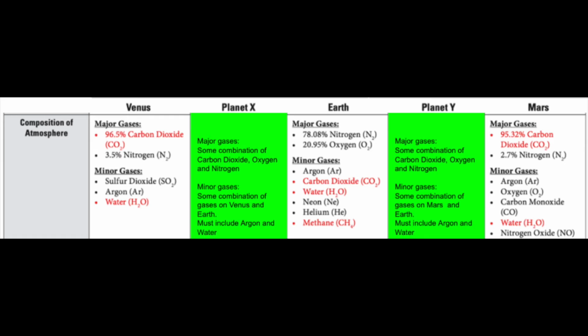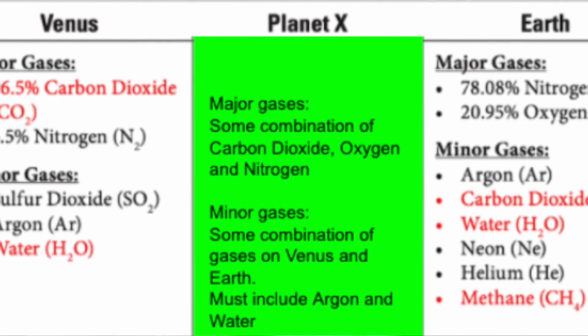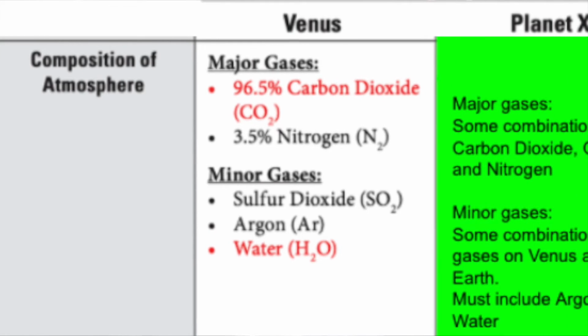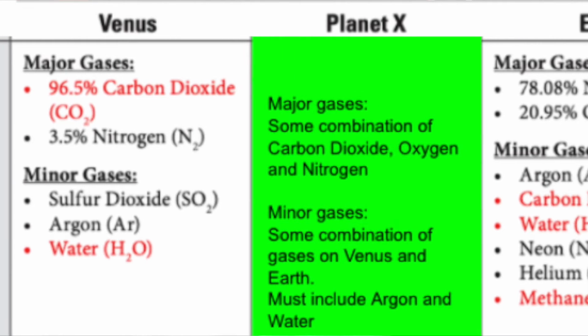For planet X, you want to make sure that you have some major gases, some carbon dioxide, some oxygen, some nitrogen, but look at the differences between how much carbon dioxide Venus has, 95%, versus Earth that has much less carbon dioxide. Minor gases should include some combination of the gases on Venus and Earth, but they have to include argon and water. Those are something that are on all of these planets.